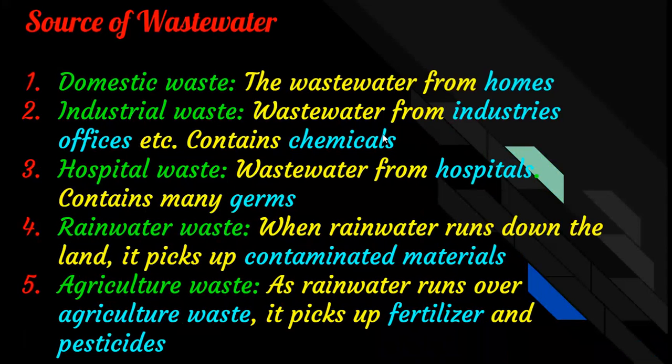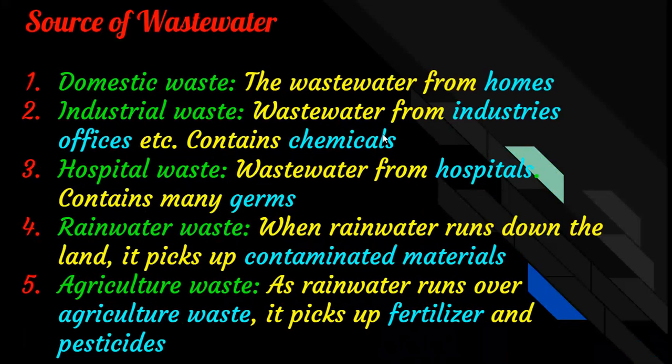Domestic waste. We use water at home for household activities such as washing utensils and clothes, cleaning food, and using the toilet. This water becomes dirty. The dirty water is called wastewater. This wastewater contains detergents, soap, food waste, urine, etc.